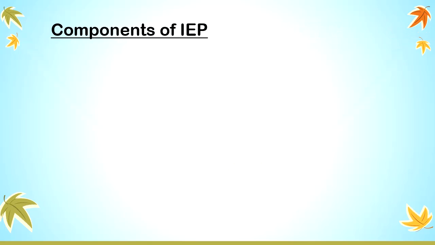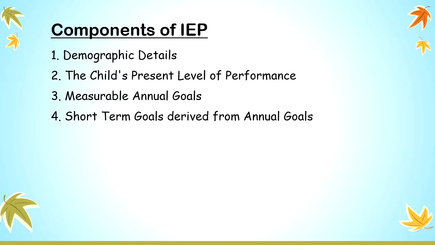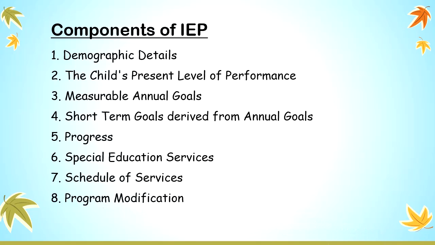There are 9 components of IEP. The first one is the demographic details. The second one is the child's present level of performance. The third one is the measurable annual goals. Fourth one is the short-term goals which are derived from annual goals. The fifth one is the progress. Sixth one is the special education services. Seventh one is a schedule of services, related services and the supplementary aids. Eighth one is the program modification, and the last one is the assessments. We'll see each component elaborately in the upcoming slides.